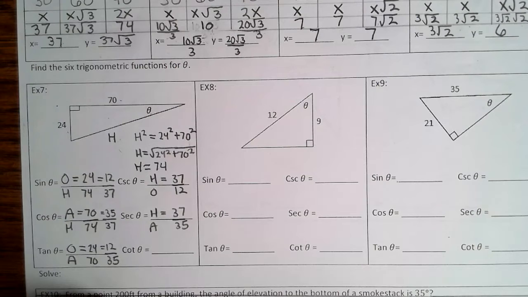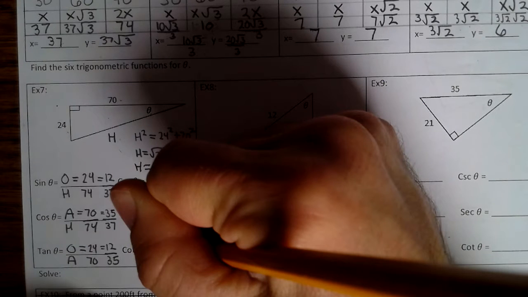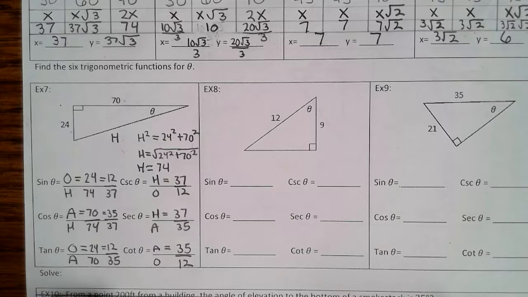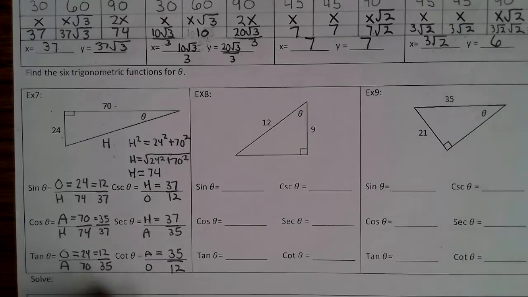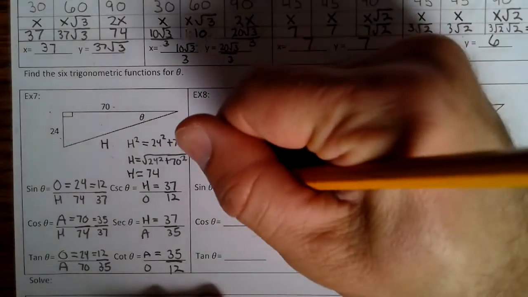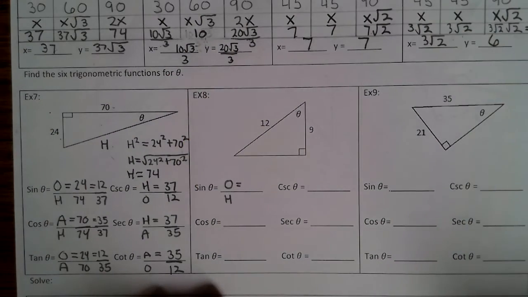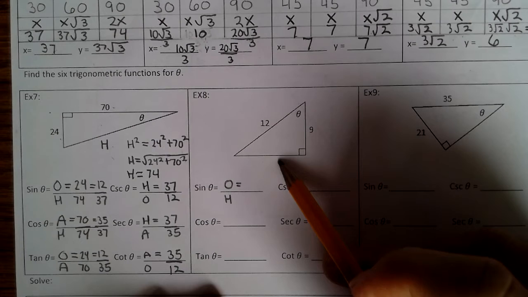Go ahead and finish up example 7. Example 8. So we know sine is opposite over hypotenuse. Well, we don't have opposite, but we have the hypotenuse. So we need to find that. So let's just call this x.